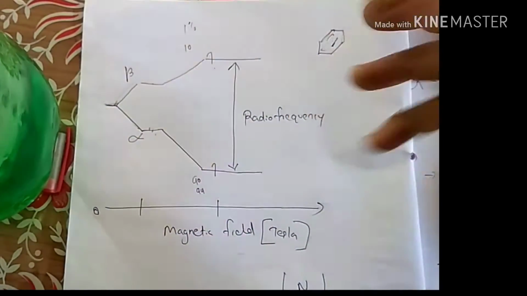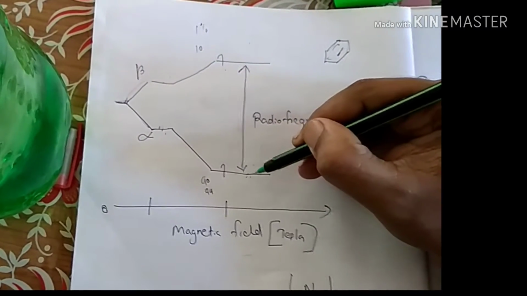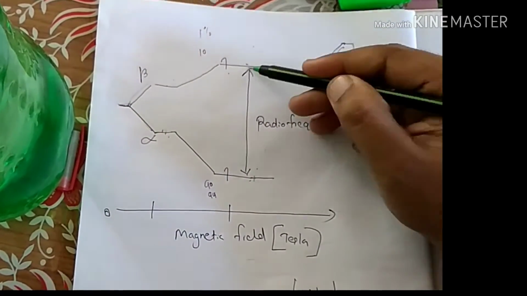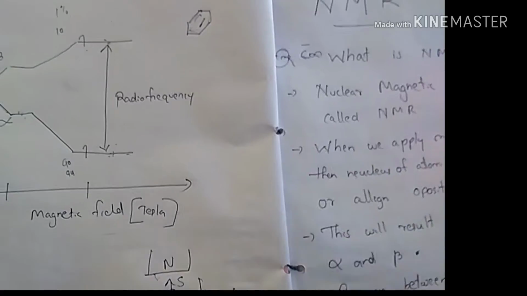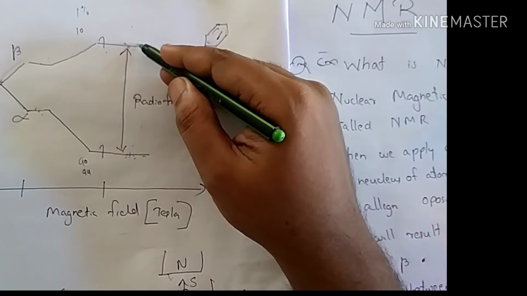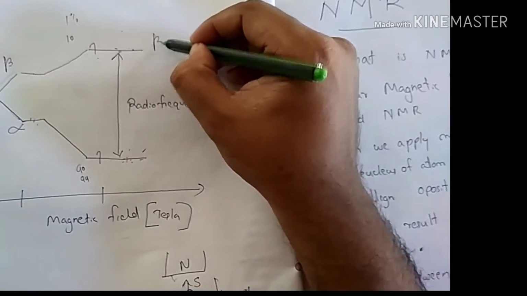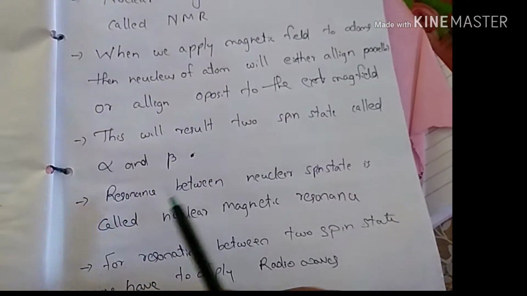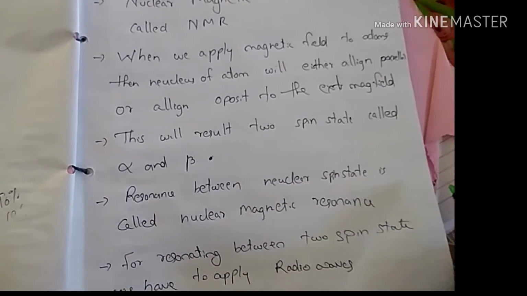But when we give radio frequency, what will happen? This will resonate. Resonate means nuclei in the lower spin state will go to the higher spin state, and nuclei in the higher spin state will go to the lower spin state. If radio frequency is absorbed, the nucleus goes from the lower spin state to the higher spin state. But if radio frequency is emitted, it goes from the higher spin state to the lower spin state, or simply beta to alpha. That resonance is called nuclear magnetic resonance. The point is, resonance between nuclear spin states is called nuclear magnetic resonance.